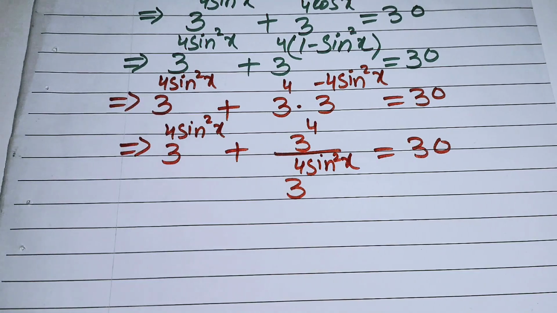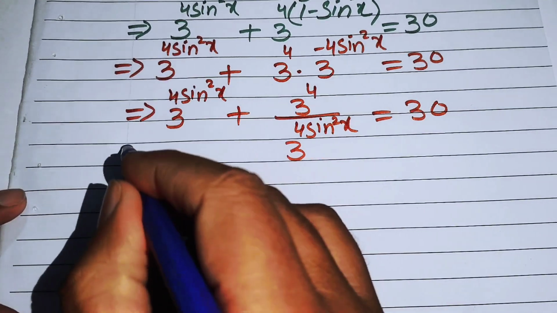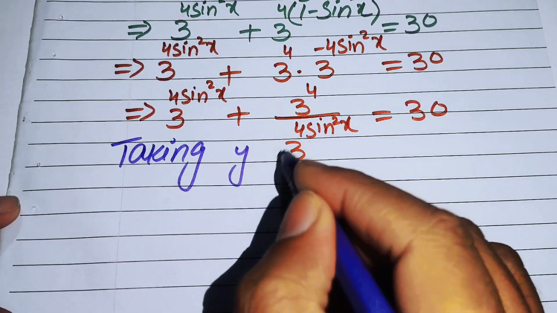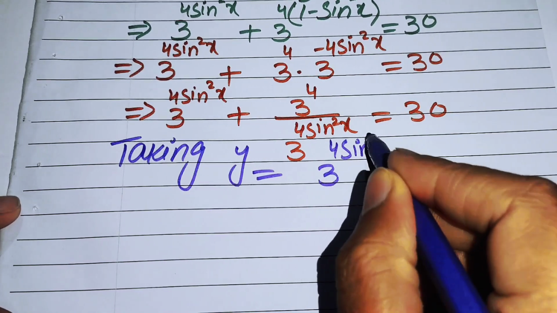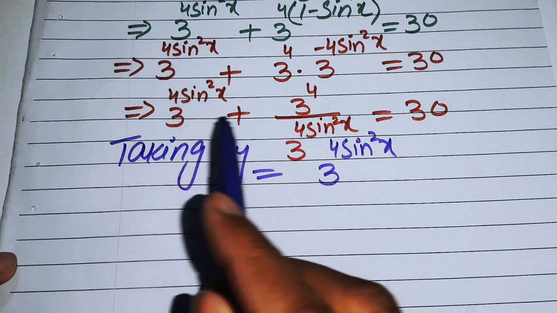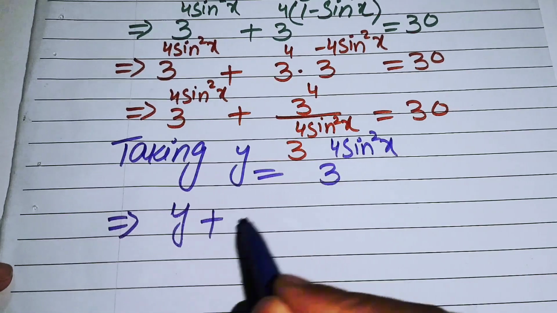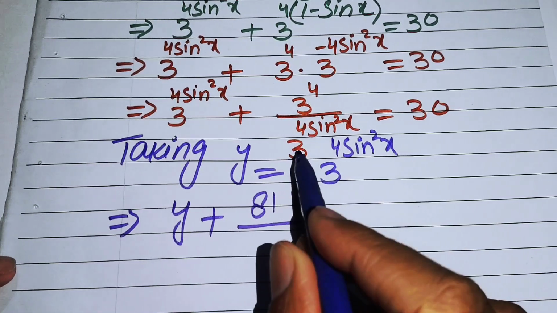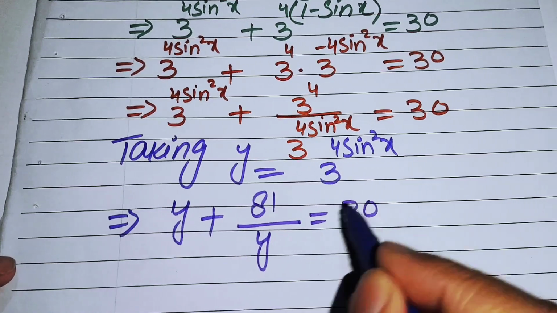Now we can simplify and convert this equation into a simpler form by taking y equals 3 to the power of 4 sine squared x. When you put this value in the above equation, our equation becomes y plus 3 to the power of 4, which is 81, over 3 to the power of 4 sine squared x, which equals y, and this whole equation equals 30.